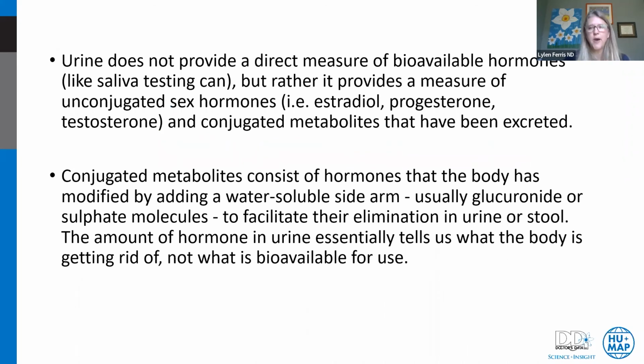When it comes to measuring bioavailable hormones versus urinary metabolites, these points are crucial. Urine does not provide a direct measure of bioavailable hormones like saliva testing can. Rather, it provides a measure of unconjugated sex hormones, things like estradiol, progesterone, testosterone, as well as these conjugated metabolites that have been excreted. Conjugated metabolites consist of hormones that the body has modified by adding a water-soluble sidearm. This is usually a glucuronide or a sulfate molecule, and this facilitates their elimination in urine or stool. The amount of hormone in urine essentially tells us what the body's getting rid of, not what is bioavailable for use.